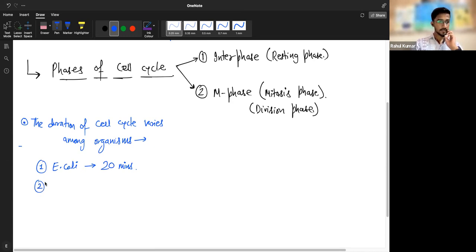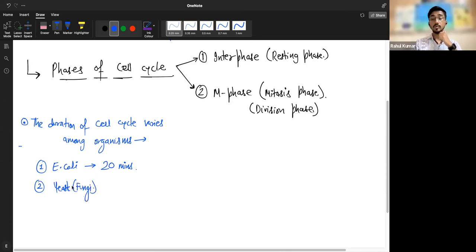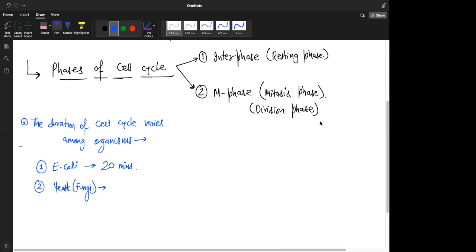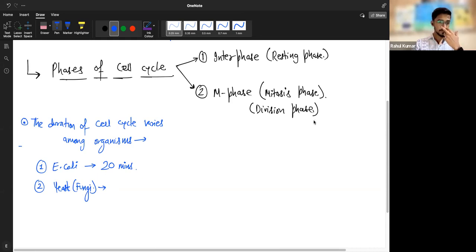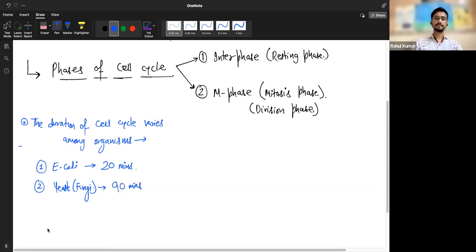For yeast, you know what a yeast is? Baker's yeast, it's a fungi. It is the only unicellular fungi. It is used for baking cakes. You put baker's yeast while baking the cake. Has anyone of you baked a cake? So do you use something called baking yeast in that? Yeast has a 90-minute long cell cycle.